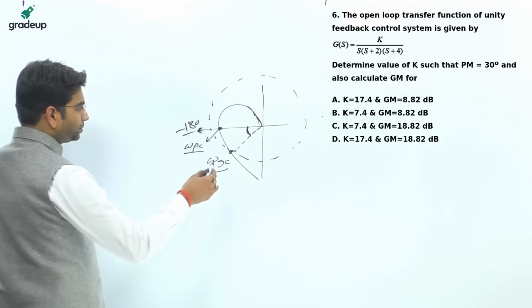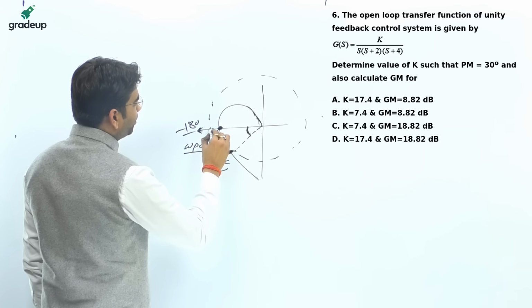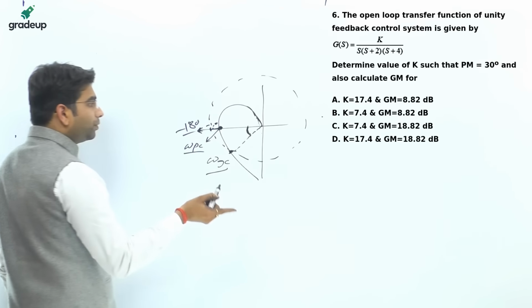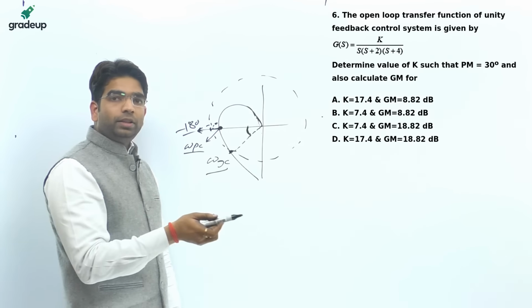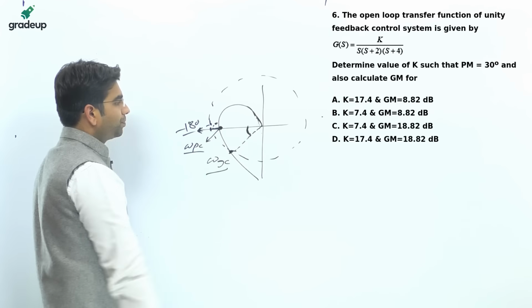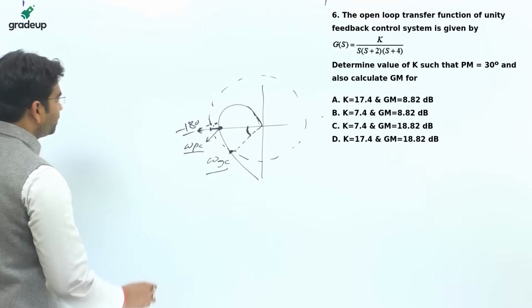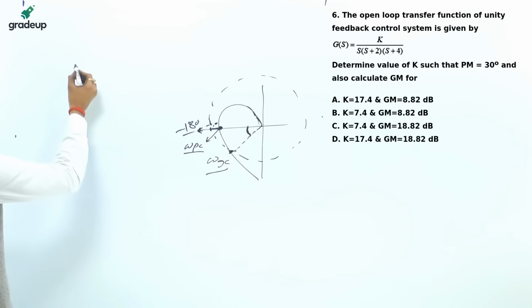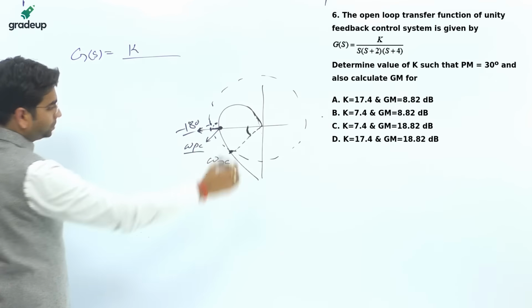Gain margin is what? The point -1,0 comes here. The factor by which the gain of the system must be multiplied so that the system reaches the verge of instability. -1,0 is the instability point, and that too at the phase crossover frequency. Okay, the basic formula and the basic concept is this only. Now we should proceed to the given question. G of S is K.